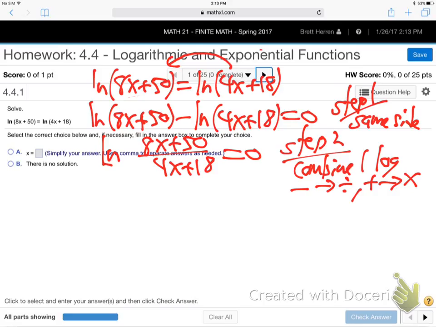Remember, adding becomes times, subtraction becomes divide. All right, so that's step 2. And now, step 3, you're going to lose the log.